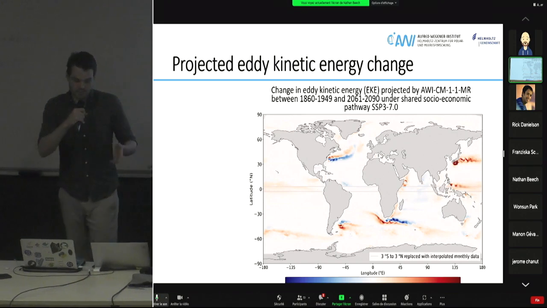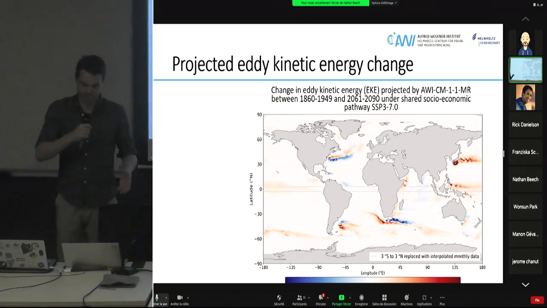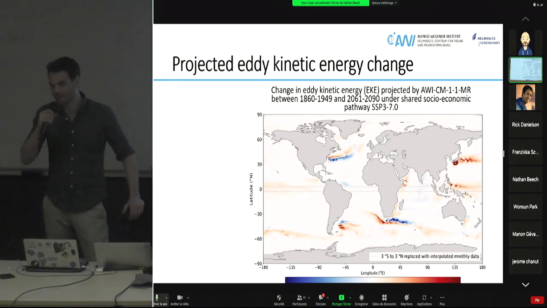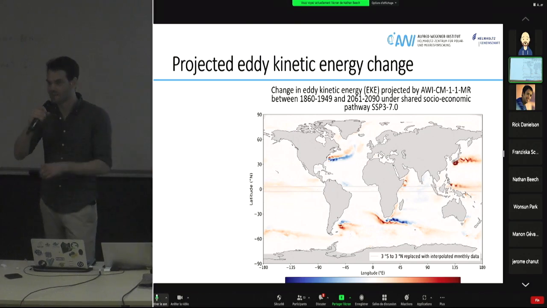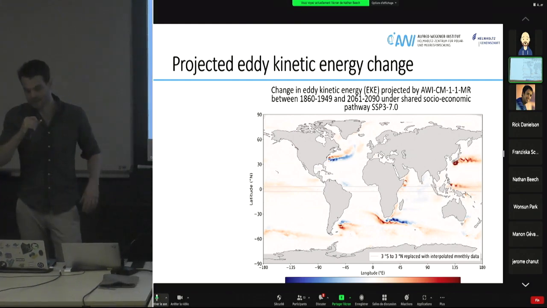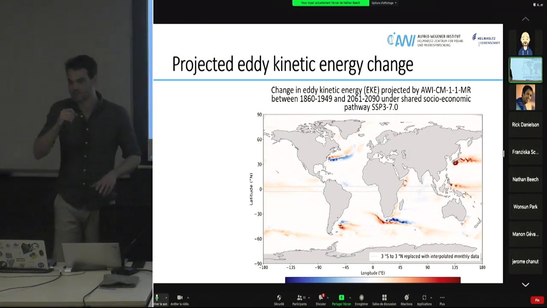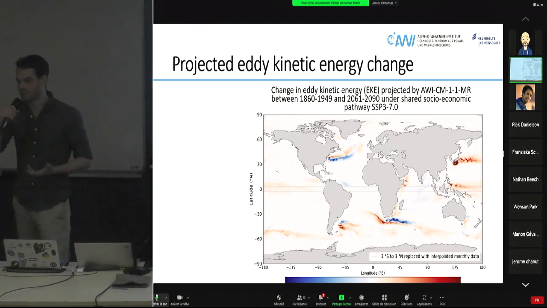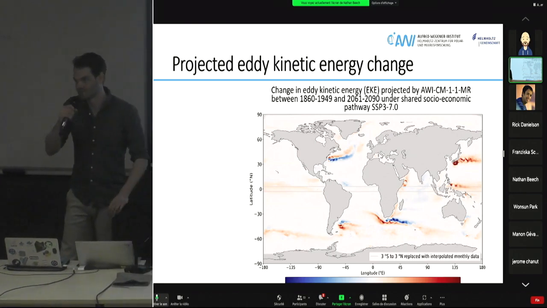The reason that they aren't there is absolutely the resolution. We did look at changes in eddy kinetic energy there. We saw an increase, but it's absolutely not robust. I didn't really look into changes in the ice field in this simulation, but people are doing that with higher resolution simulations at AWI right now.